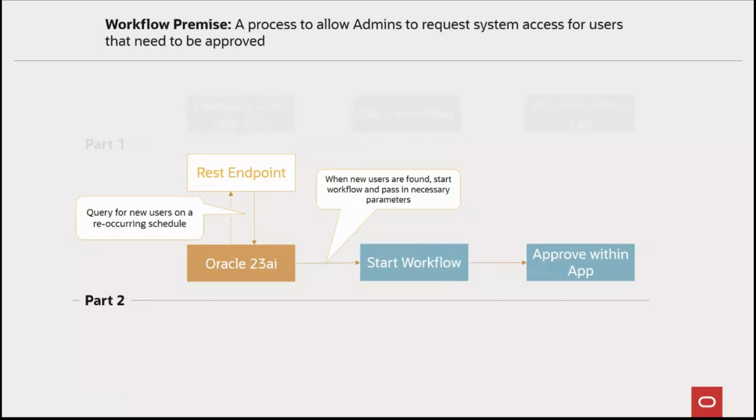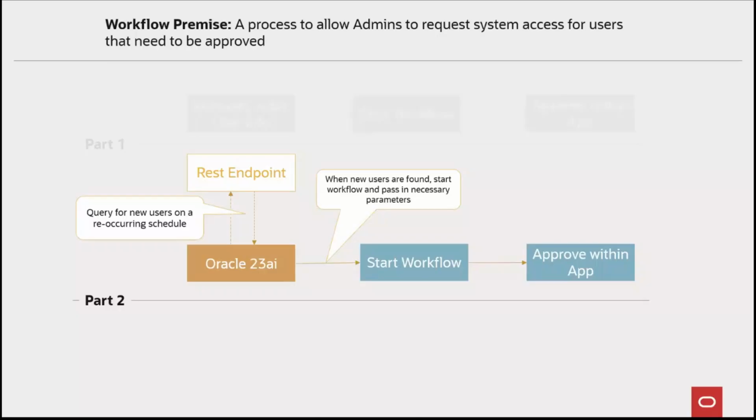Now, I want to take an extra moment here to discuss our data source for this portion of the webinar. We're using an OCI identity group as our data source for demo purposes. And we're going to pretend that all users that get added to this group need to get their system access reviewed, and our fictitious workflow is going to handle the approval process.